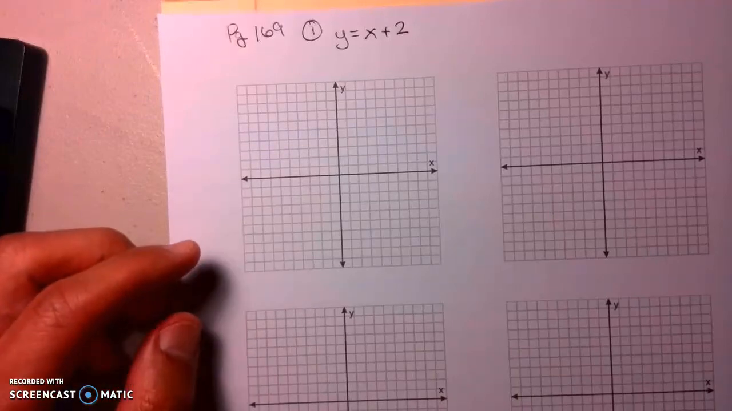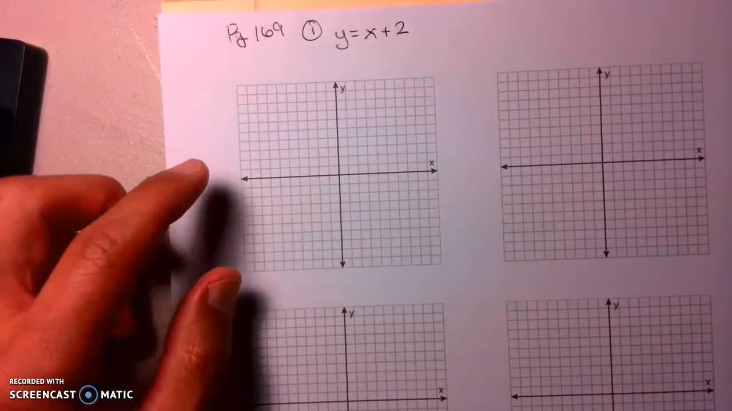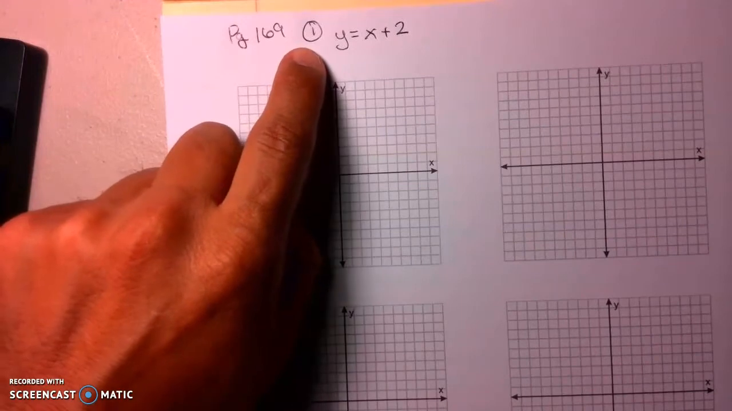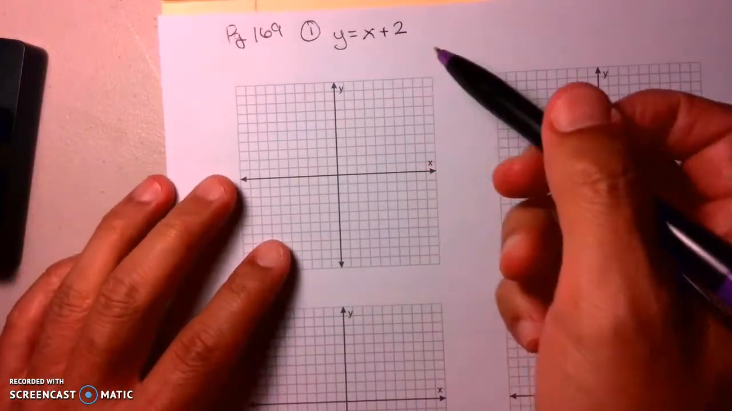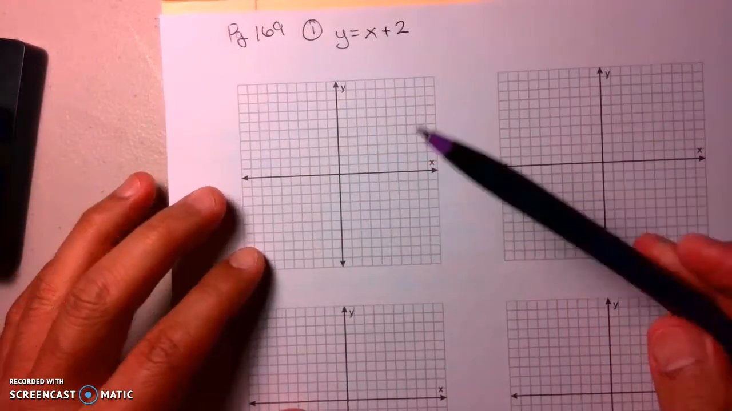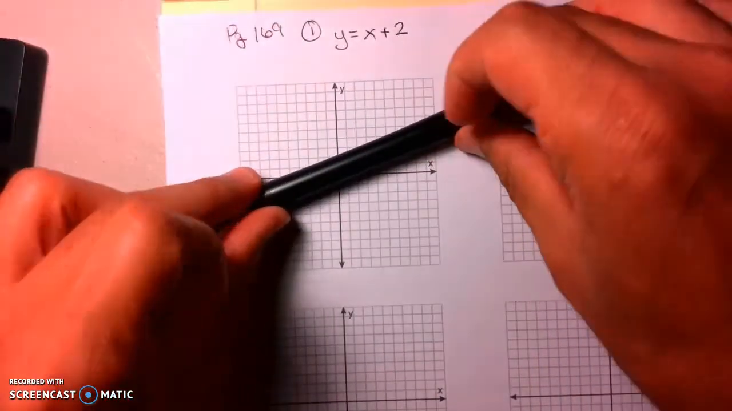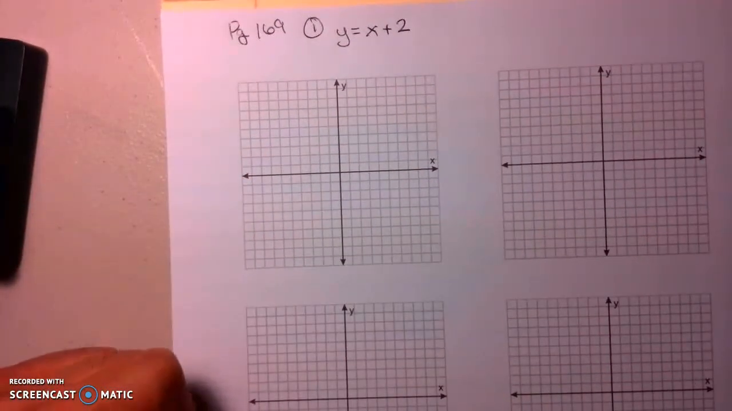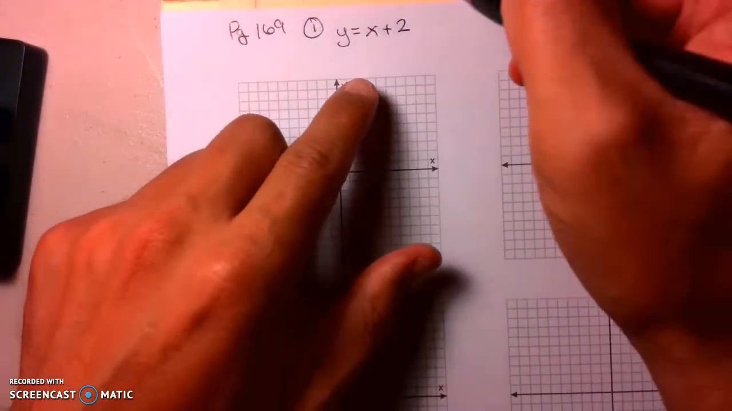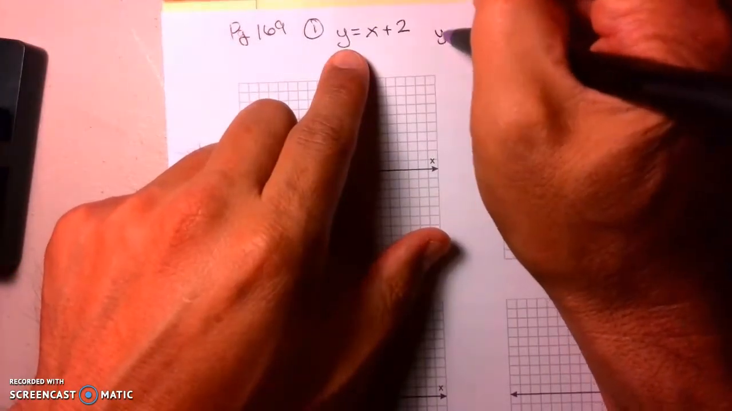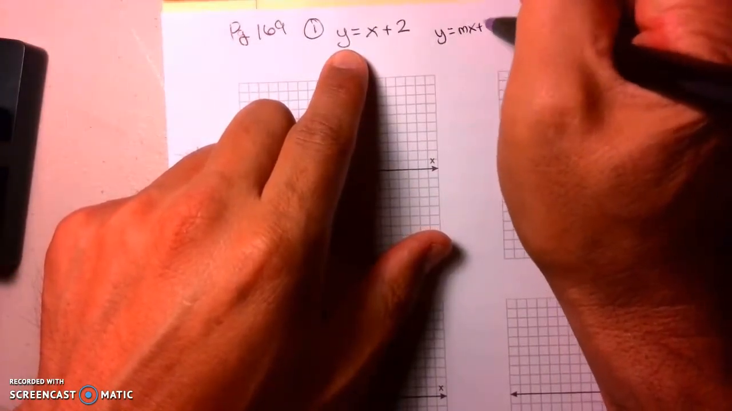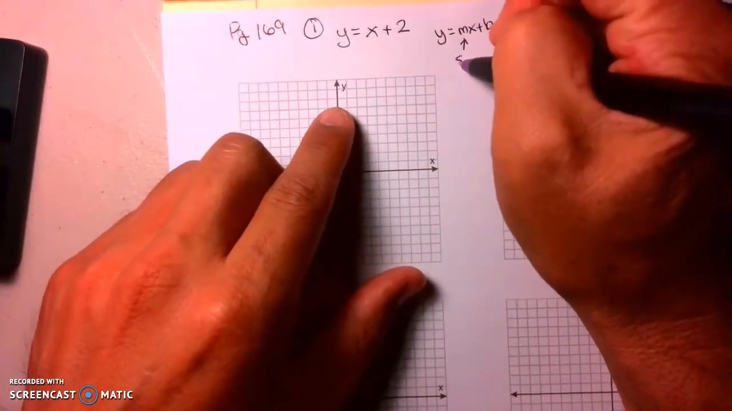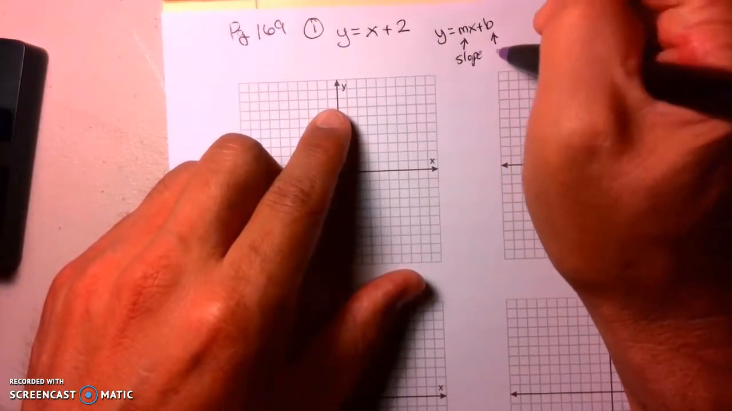All right, let's go over some problems on page 169 here. We're going to start with number 1, and they flat out ask you to graph each line. So here's an equation of the line. It's going to be a straight line somewhere on this graph paper, so you're going to need graph paper. Hopefully you remember when y is by itself, it's a formula y is equal to mx plus b. This is the slope, this is the y-intercept.